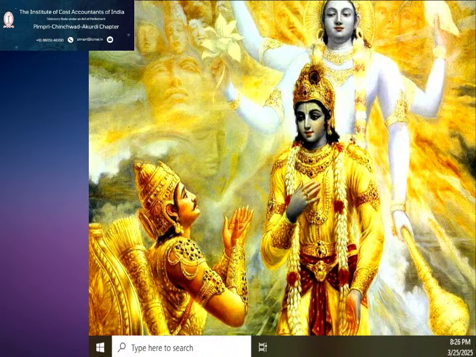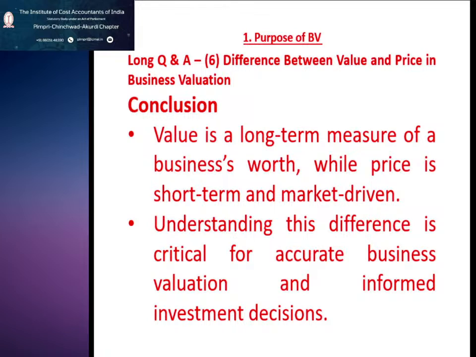So as a conclusion of the difference between value and price, value is a long-term measure of a business worth, while price is short-term and market-driven. Understanding this difference is critical for accurate business valuation and informed investment decisions.